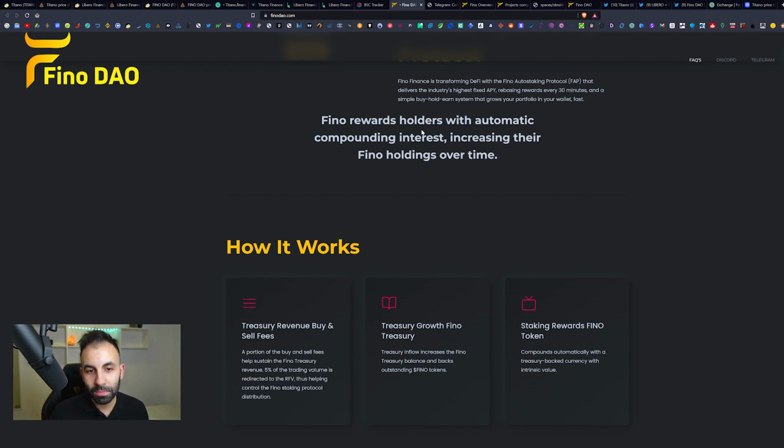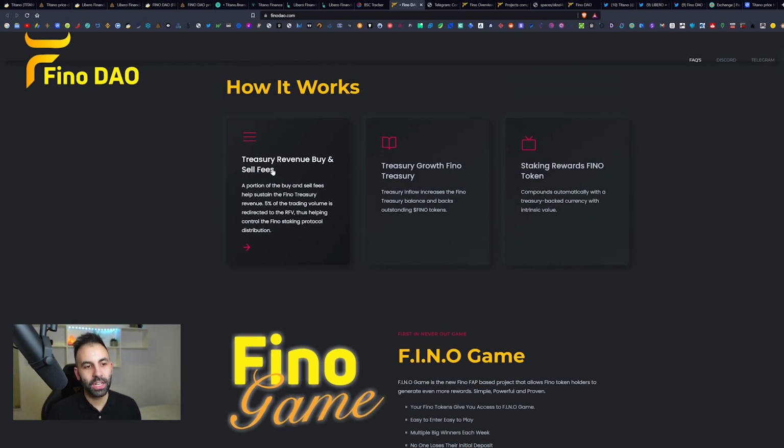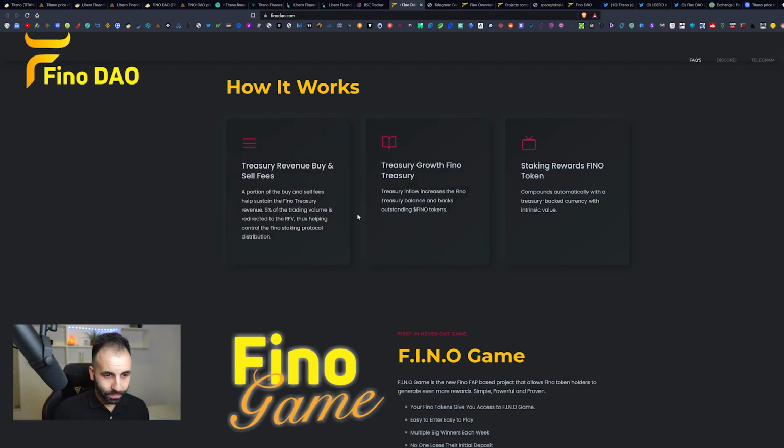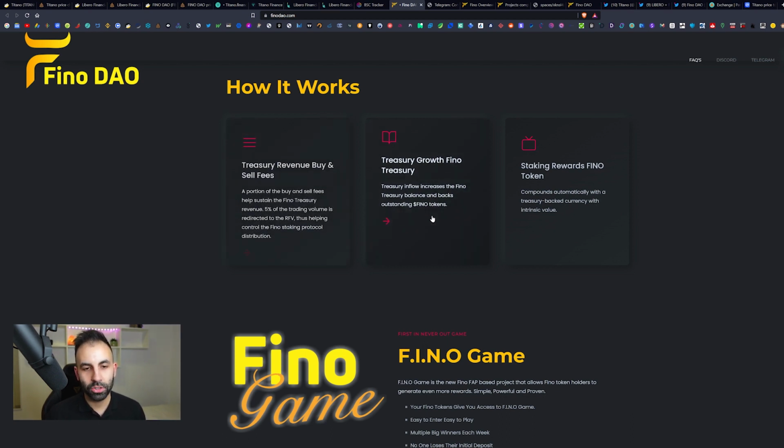Fino rewards holders with automatic compounding interest, increasing their Fino holdings over time. How does this work? So this is how it works. There's the treasury revenue buy and sell fees. A portion of the buy and sell fees help sustain the Fino treasury revenue. 5% of the trading volume is redirected to the RFV, thus helping control the Fino staking protocol distribution. The treasury growth, Fino treasury. The treasury inflow increases the Fino treasury balance and backs outstanding Fino tokens, right?